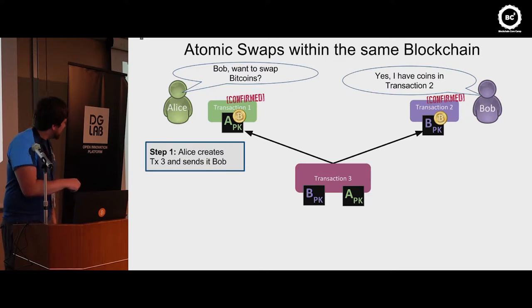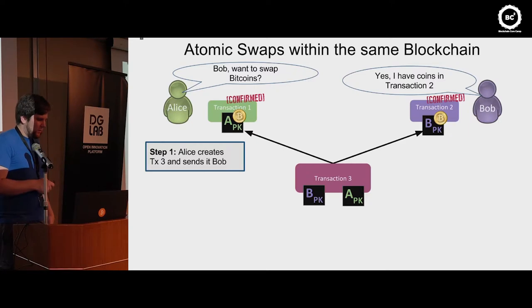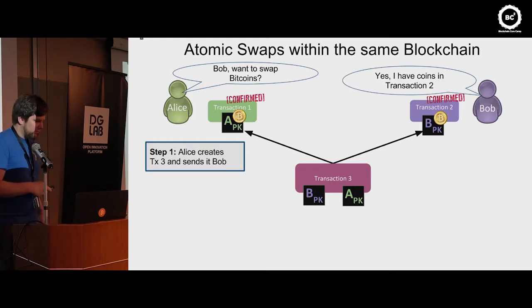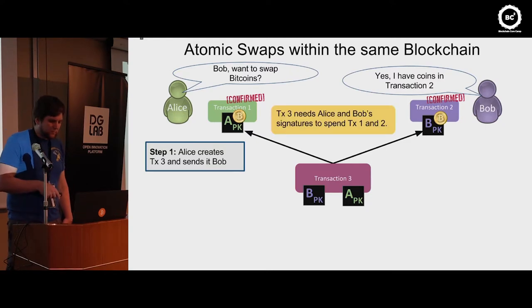And so Alice creates a transaction 3 with 2 outputs. One of the outputs is controlled by Bob's public key, and one of the outputs is controlled by Alice's public key. And transaction 3 spends the output in transaction 1 and the output in transaction 2.